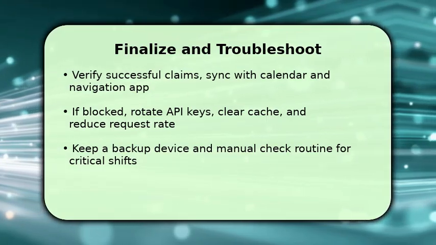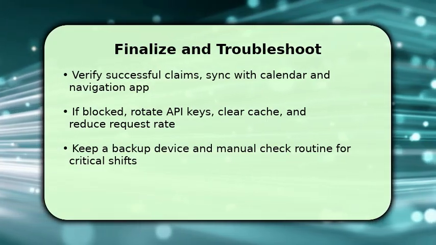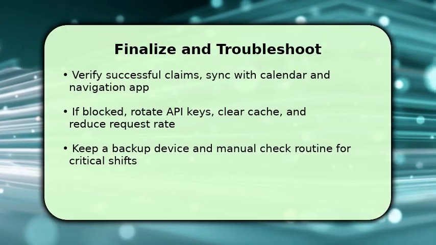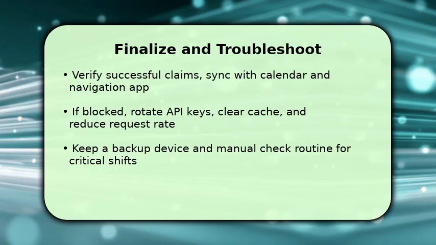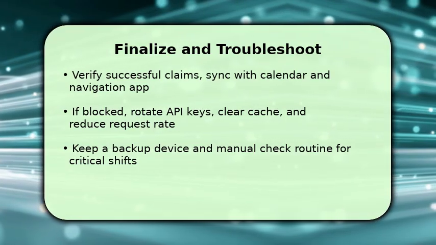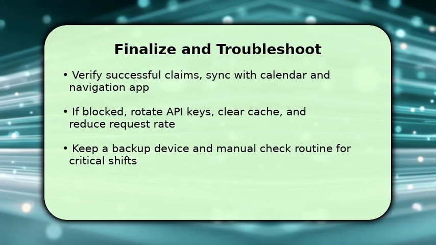If problems occur, like being blocked or captchas, stop automated requests, rotate credentials, clear app data, and wait before resuming at a lower rate. Keep a backup device and plan to check offers manually when the bot hits limits so you never miss a shift.